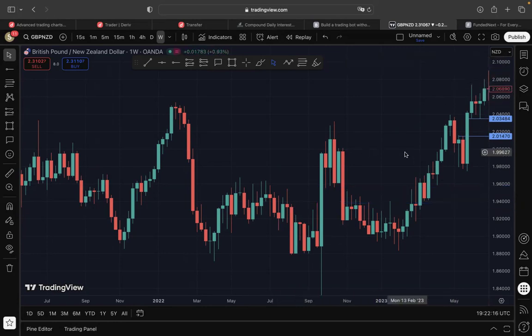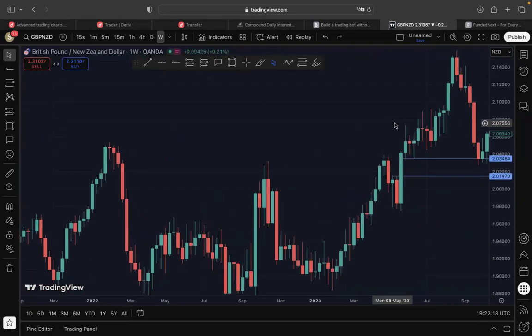Now, that's the gap. One thing this gap is telling us is that there's an imbalance there, and the market will eventually come back to that level. The market will eventually come back to that level. And then look at what later happened.